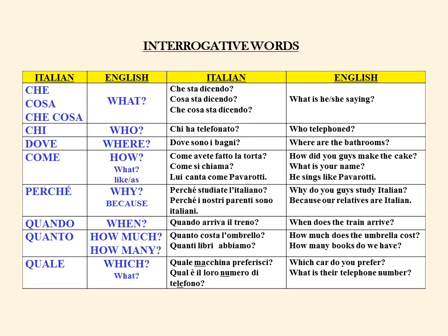Italians can sometimes be more precise than English speakers in their wording. They often use quale in situations in which English speakers would use what. For example, qual è il loro numero di telefono? In other words, which one of the millions of phone numbers in the world is theirs?